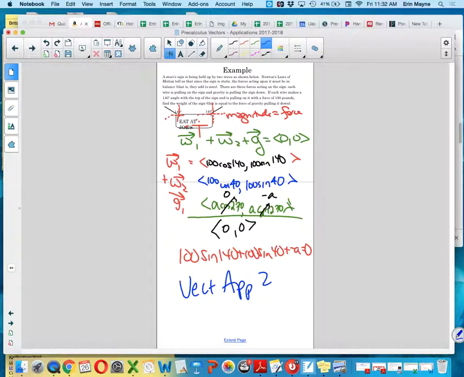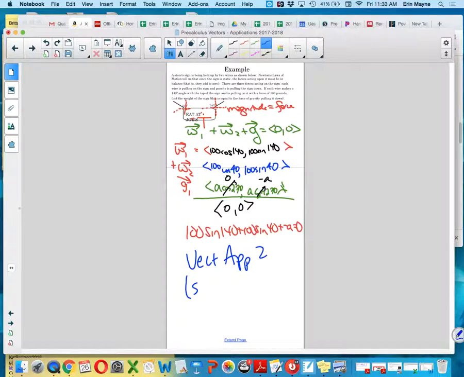Okay, there's a piano problem. We're going to do that on Monday. Your homework is to do the sign problem. You see it? The sign problem number 2. Go to the next page.